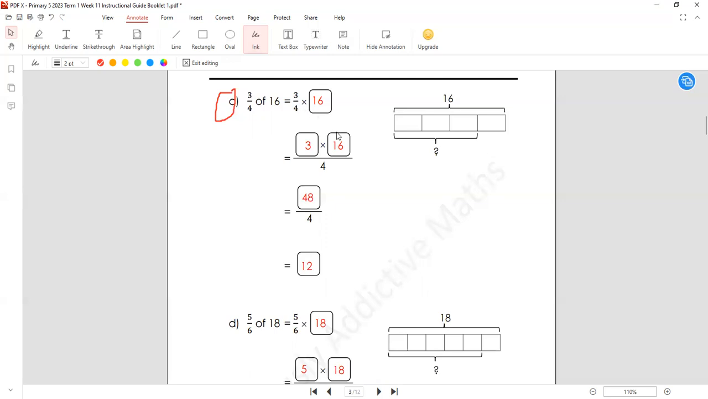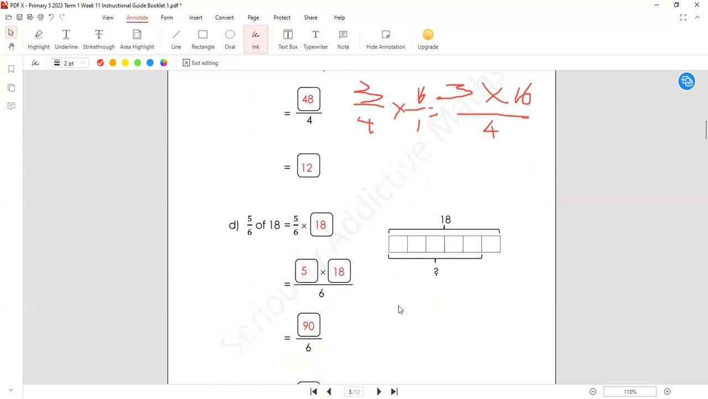4 times 16. Explain to them that 16 as a whole number is the same as 16 out of 1, 16 divided by 1. That's why you get this expression, 3/4 times 16 out of 1. It's the same as 3 times 16 out of 4 times 1, which is 4. Get them to understand this concept.